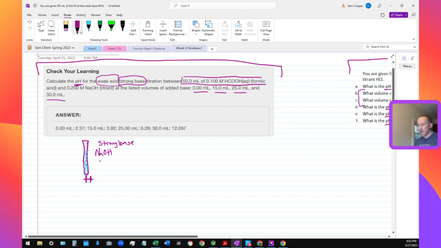We are told in this problem that the concentration of sodium hydroxide, so it's an aqueous solution, in there with water, is at that molarity, or that many moles per liter. And we're going to be dripping 0 liters, and then we're going to be dripping that many liters, 0.015, that's 15 milliliters, 25 milliliters, and then finally 30 milliliters.